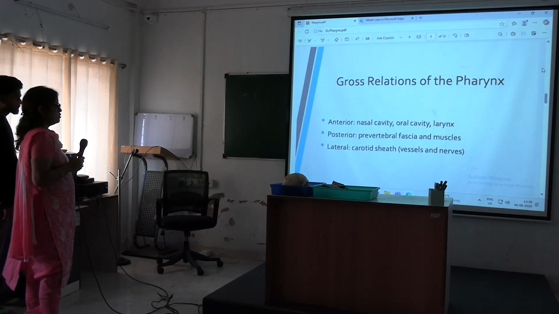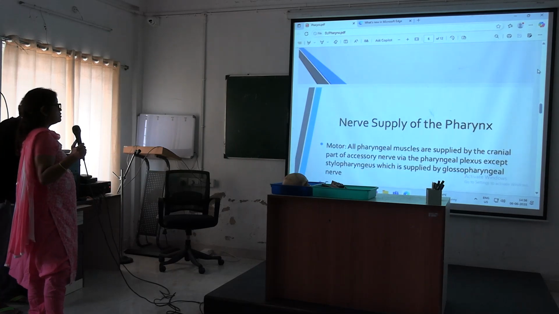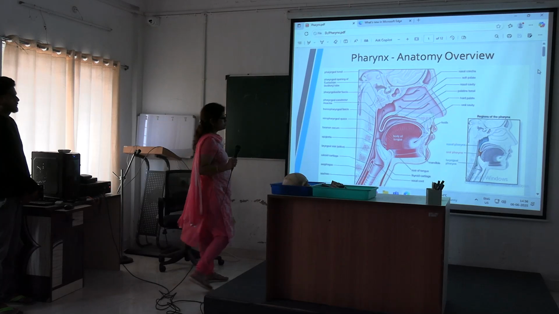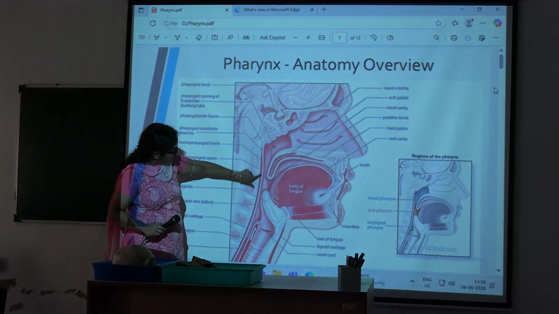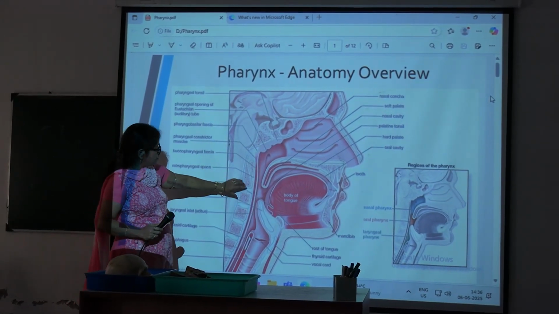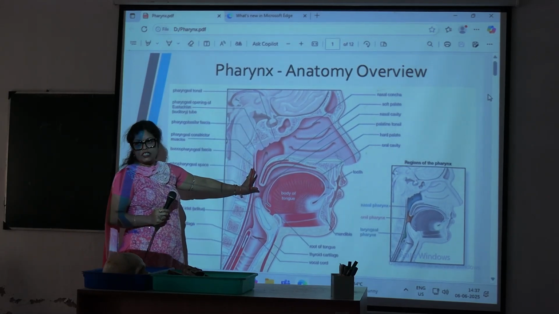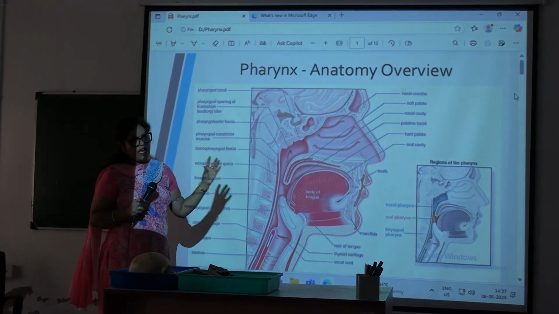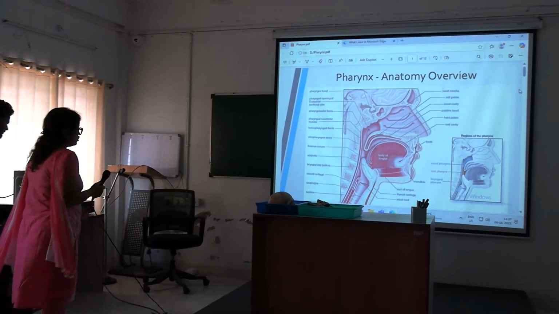These are the gross relations, the posterior relation. I will show you first. So in this part you can see the prevertebral fascia. In front of the vertebra there is the prevertebral fascia. Sometimes there is infection in the vertebra and the pus will accumulate in this area behind the prevertebral fascia, and that is the condition when you will see bulging in the posterior wall of the pharynx. Next.